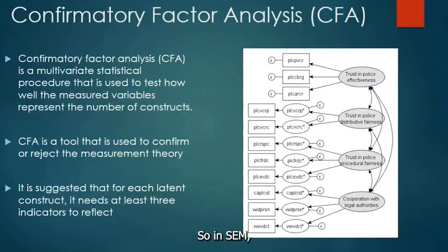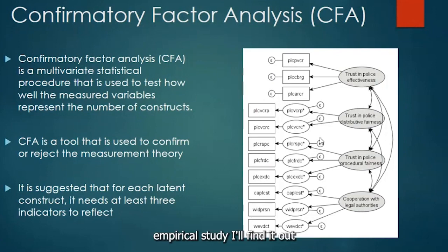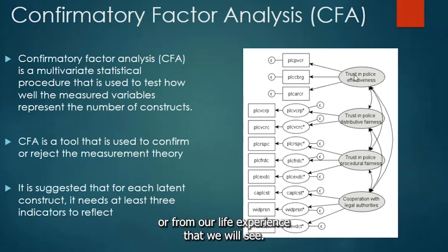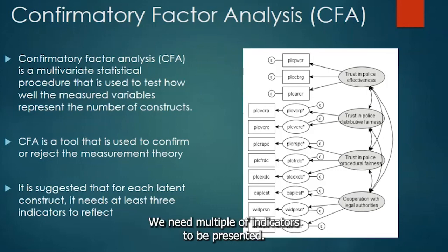So in SEM, we have a specific way of testing whether those indicators, which either the theory directed me to or an empirical study found, represent one latent variable. Or, from our life experience, we see that one of the latent variables is complicated and we need multiple indicators to represent it.